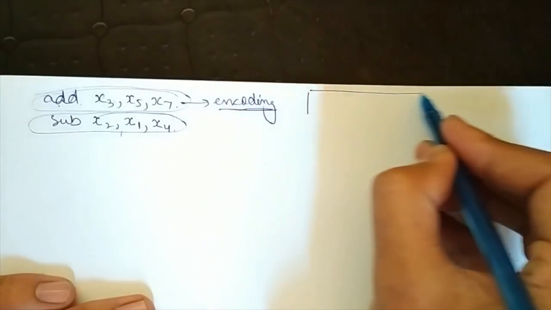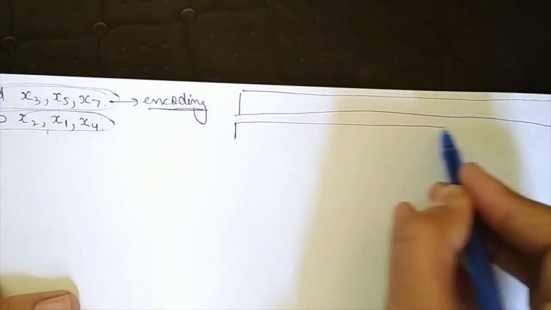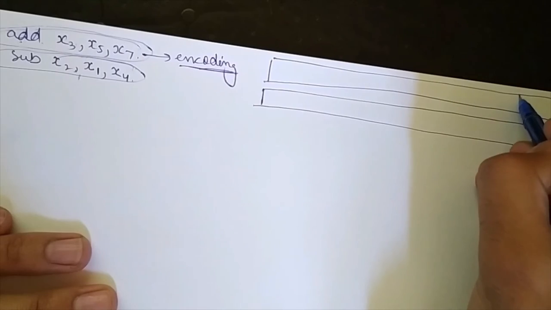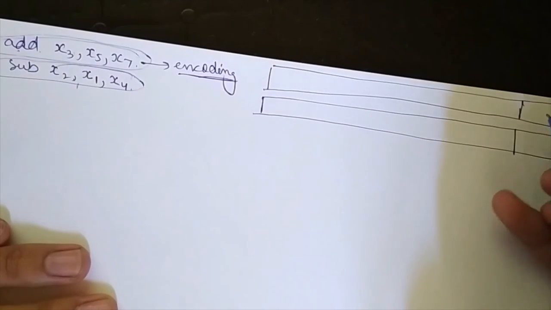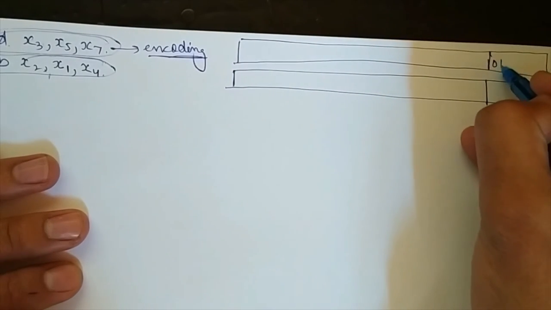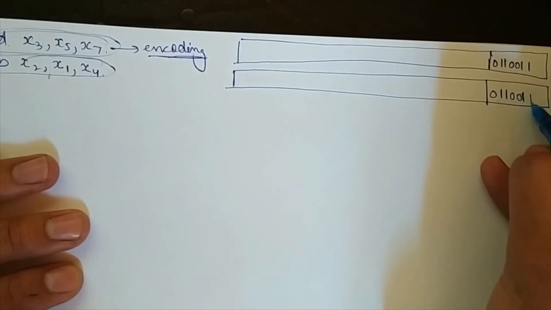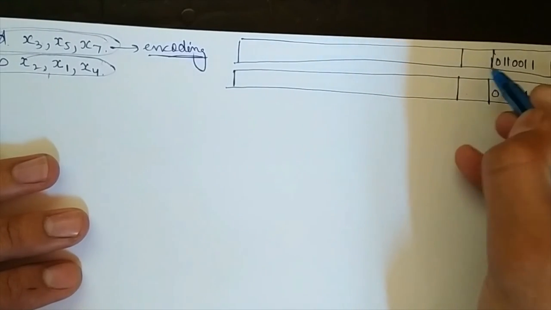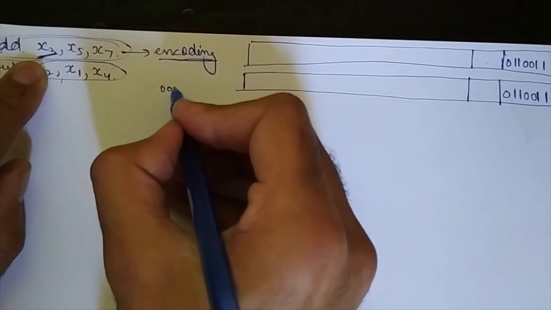So this will be for add. How many bits? 32 bits. And this will be for sub, similarly 32 bits. For both these instructions, what do the last 7 bits represent? Opcode. And for both these instructions, the opcode is 0110011. Then which one is next? Next is the destination. What is the destination in add? The destination is X3. X3 will be 00011.